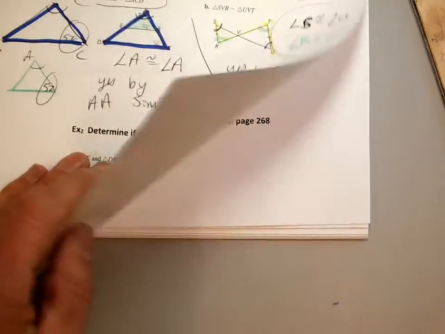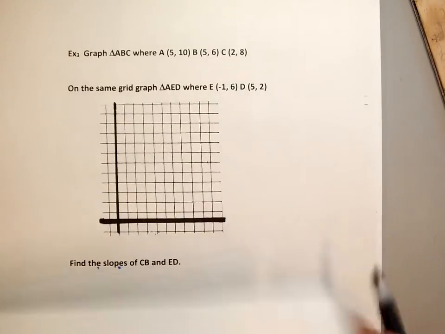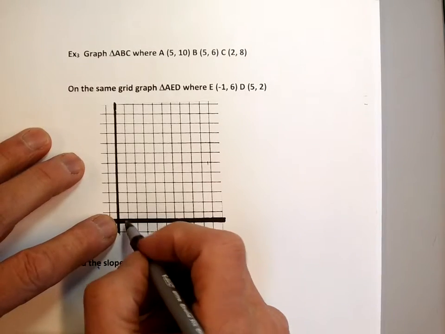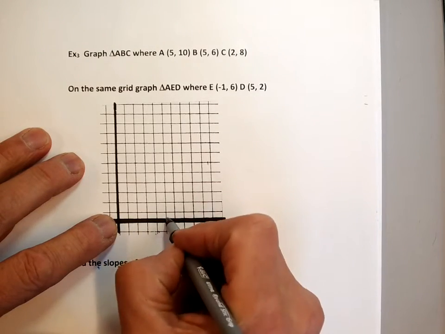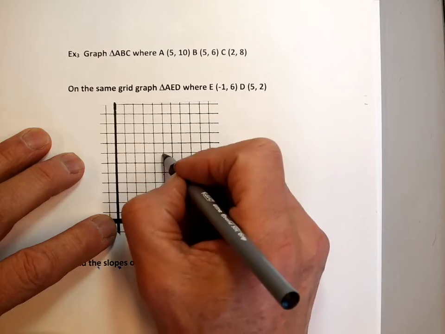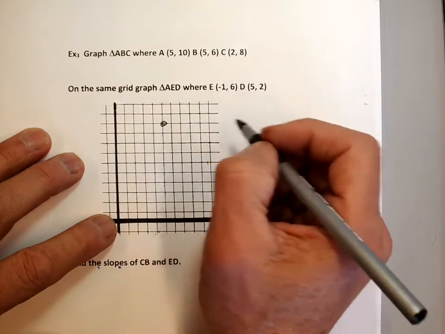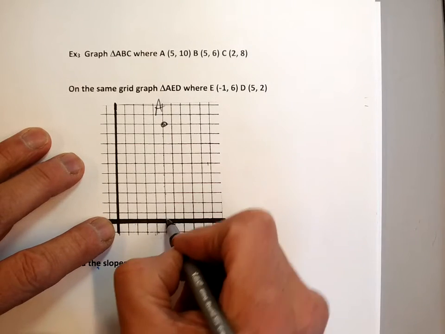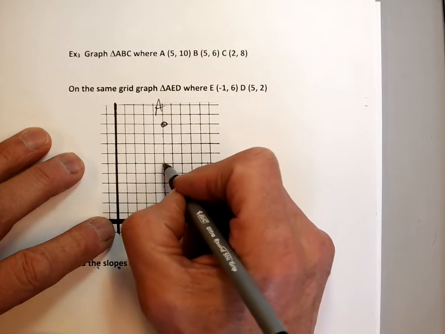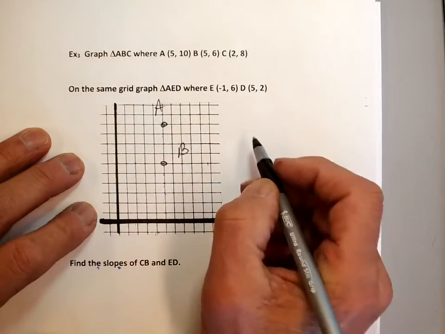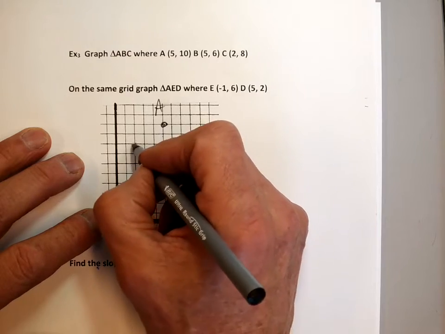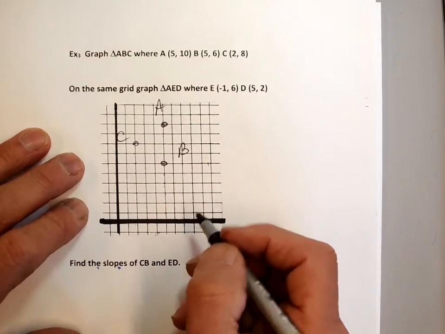Okay, all right. Now, let's take a look at the second page. Okay. All right, so now, example 3. Let's graph it, okay? So 5, 10. 1, 2, 3, 4, 5. 2, 3, 4, 5, 6, 7, 8, 9, 10. Okay, there is A. 5, 6. 1, 2, 3, 4, 5. Okay, there's B. C is 2, 1, 2, 3, 4, 5, 6, 7, 8. There's C, okay? So there's one triangle.